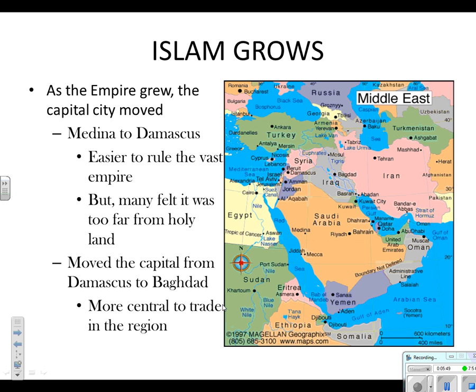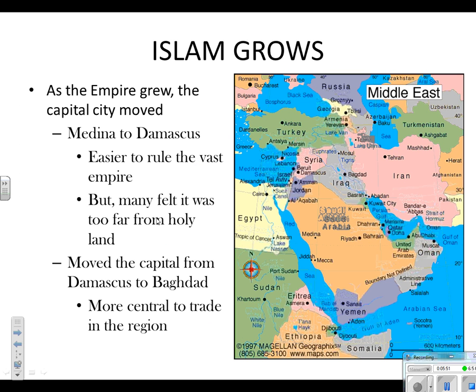As Islam grows, though, it had to move its capital a couple times, which is important to know. The first move was from Medina up to Damascus along the coast. They did this because it was easier to rule the vast empire from this spot. But this also caused some of the reasons for that split, because some people felt it was too far away from the Holy Lands of Mecca and Medina.